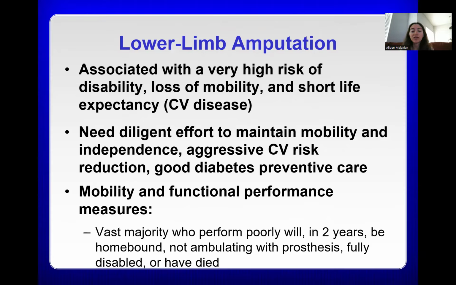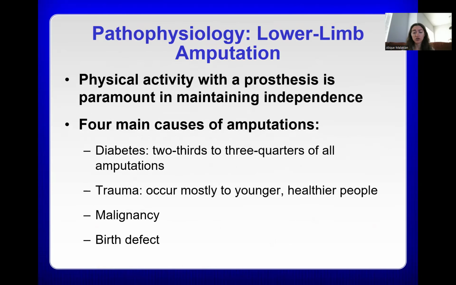And then mobility and functional performance measures. This is where it's actually really important to work with these people. A vast majority of people who perform poorly on these measures will in 2 years be homebound, not ambulating with a prosthesis even at home, fully disabled, or possibly dead. So it does have a lot to do with the chronic conditions we've talked about. And in fact, why it has so much to do with it is that a majority of amputations are actually due to diabetes. So diabetes makes up 2/3 to 3/4 of all amputations.